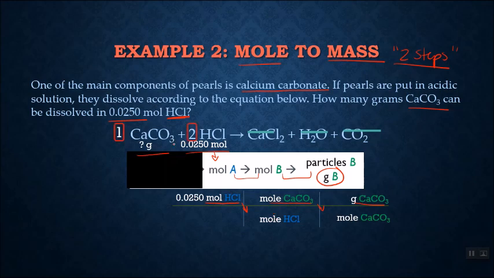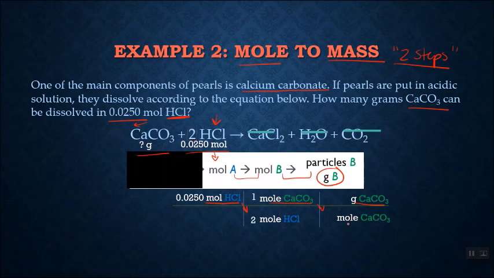So let's take a look here. There's a 2 in front of the hydrochloric acid, so we're going to use that number to put on the bottom. But there wasn't a number in front of the calcium carbonate. So remember, when there is no number in front of a substance, it's an understood 1. So we're going to put those in there.